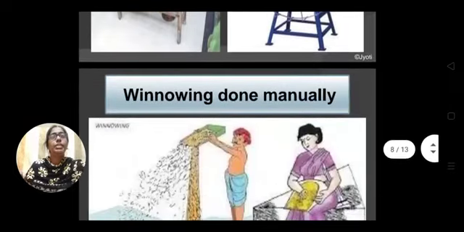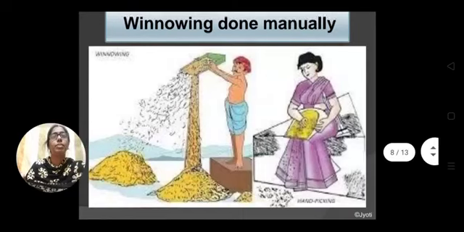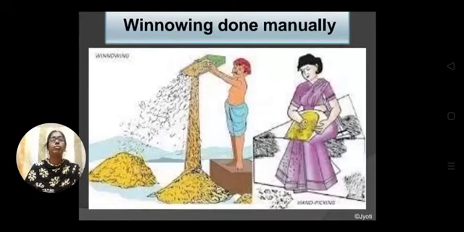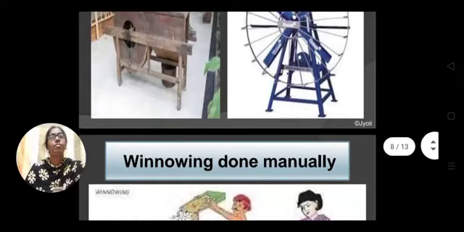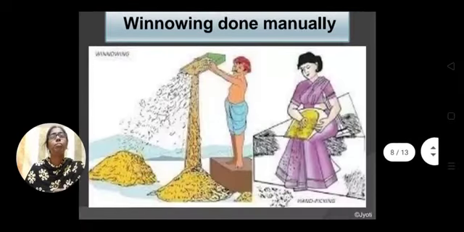Here you can see how winnowing is done manually. From this it will be very clear for you. Here, naturally, by the wind, the winnowing is done. But if you use the winnowing machine, the second one which I showed you in the previous diagram, this fan-like structure, then it will be much easier.